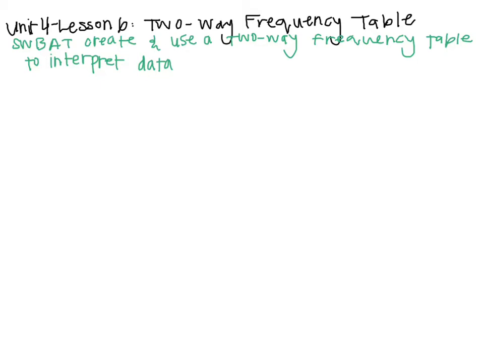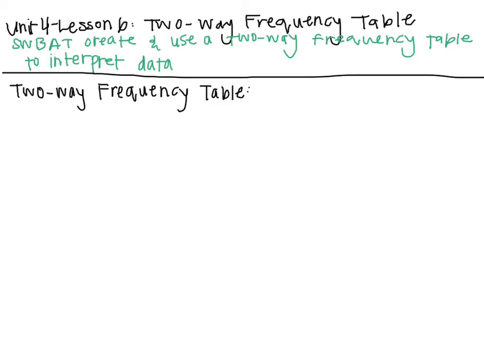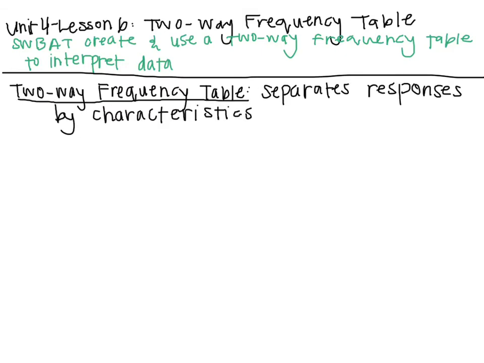The first one is obviously a two-way frequency table. A two-way frequency table is a table of data that separates responses by characteristics. So for example, you might take a survey of males and females and you're asking them what their favorite color is between orange and blue. So you would have the number of males who responded orange, the number of males responding blue, the number of females responding orange, and females responding blue. So we have the characteristics, which are orange and blue, and then we have it separated into male and female.